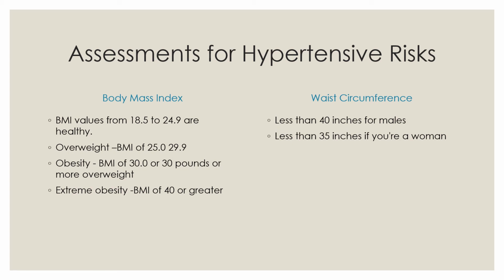When we talked about diabetes, we talked about the metabolic syndrome, and basically that metabolic syndrome doesn't just apply to diabetes, but also to hypertension and cardiac disease as well. So when we look at that metabolic syndrome, we're looking at waist circumference, and we want the waist circumference to be less than 40 inches in males and less than 35 inches in women.